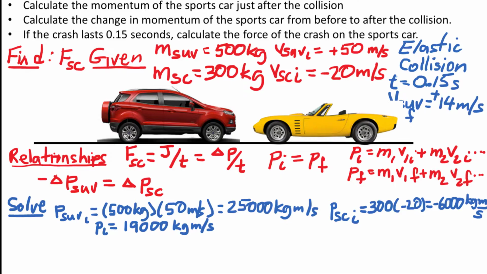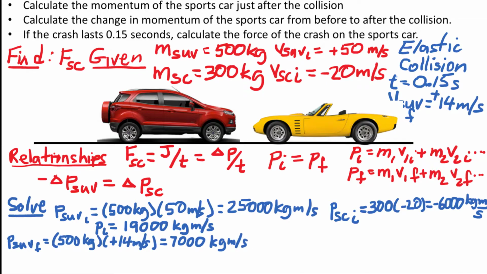Let's take a look at our total momentum. We'll add our 25,000 plus our negative 6,000 kilogram meters per second. We have 19,000 kilogram meters per second as our initial momentum, which is also going to be our final momentum. Let's take a look at the final momentum of our SUV. 500 kilograms times 14 meters per second. We see that the final momentum of our SUV is 7,000 kilogram meters per second.